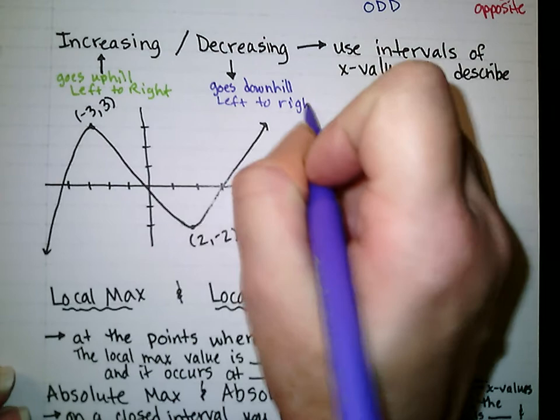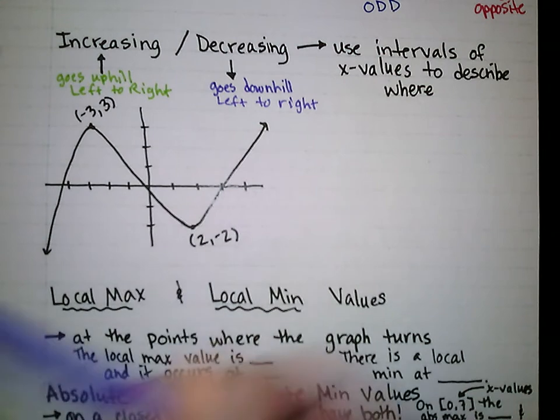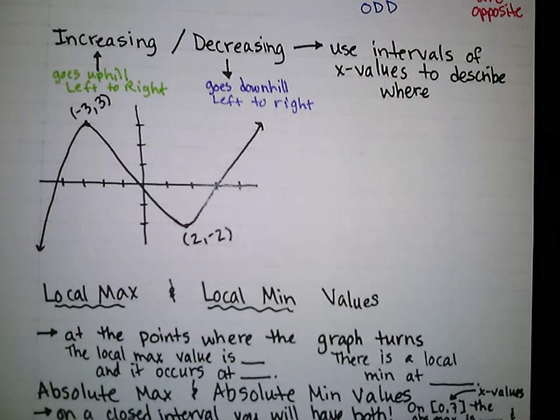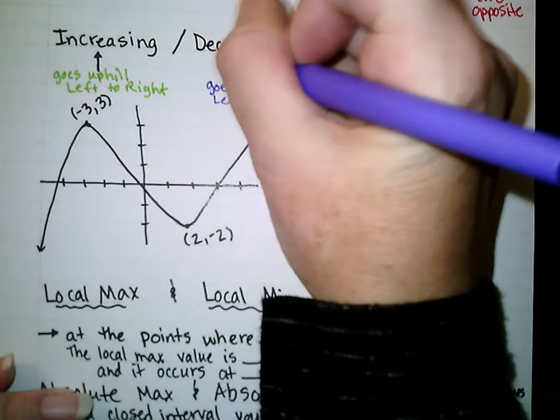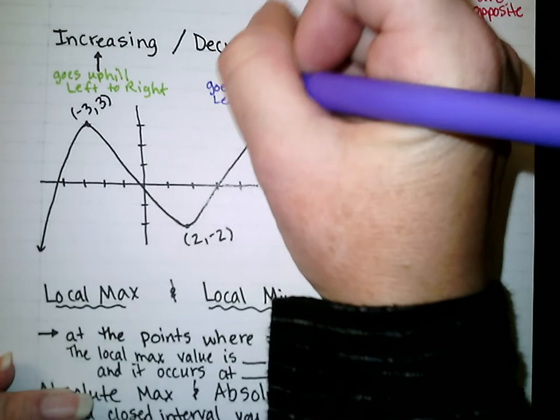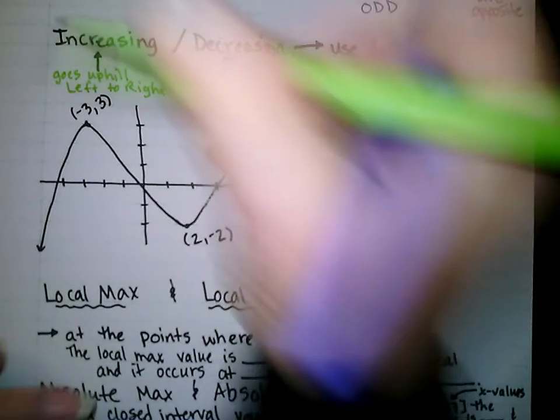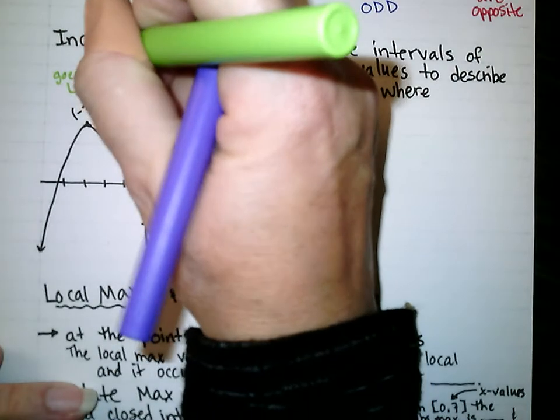So we always want to imagine getting on our roller coaster at the far left end, so out there at negative infinity. And then we're going to talk about whether we're going uphill or going downhill, and then we're going to list our intervals where that happens.